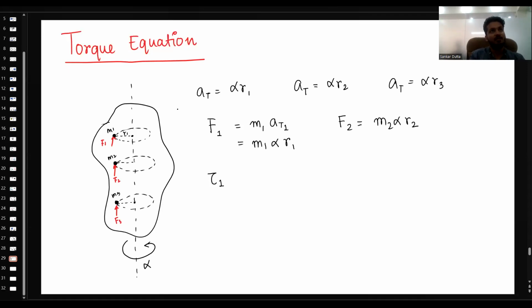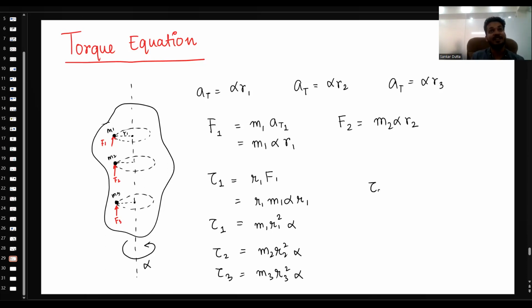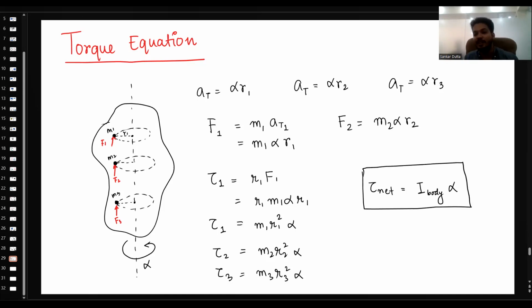Now, how do you find torque one? It is equal to R1 into F1, because torque is R cross F, that we have already studied. So that is nothing but R1 into M1 into alpha into R1. If I rearrange this, it becomes M1 R1 square into alpha. Torque 2 will be M2 R2 square alpha. Torque 3 is M3 R3 square into alpha. So what will be the net torque? The addition of M1 R1 square plus M2 R2 square plus M3 R3 square is the moment of inertia of the body, into the angular acceleration. So this is the rotational equivalent of the second law.